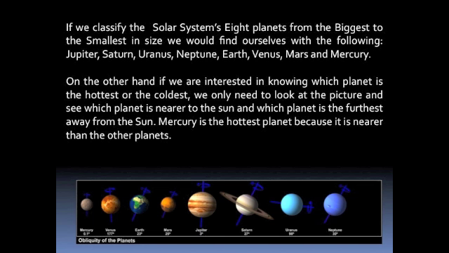On the other hand, if we are interested in knowing which planet is the hottest or the coldest, we only need to look at the picture and see which planet is nearer to the Sun and which planet is the furthest away from the Sun. Mercury is the hottest planet because it is nearer than the other planets.